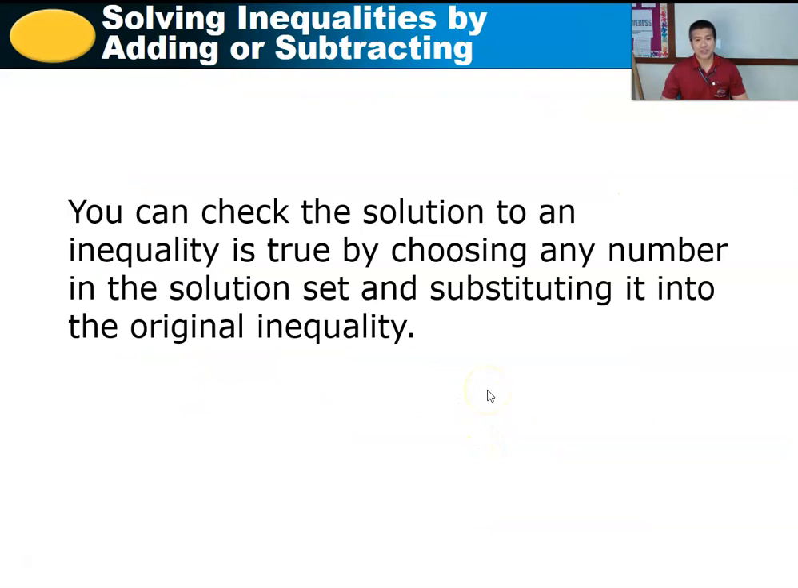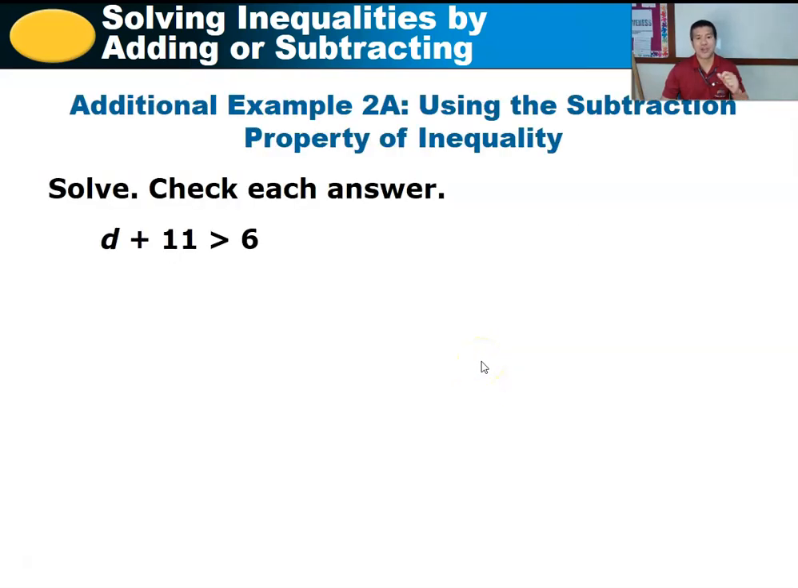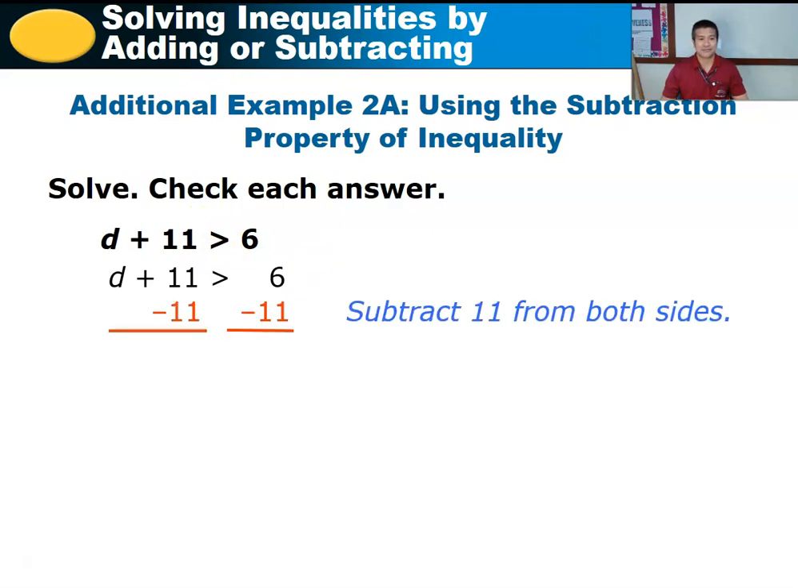You can check the solution to an inequality by choosing any number in the solution set and substituting it into the original inequality. For example, here we have d plus 11 greater than 6. So we subtract both sides by 11, and therefore you will have d greater than negative 5.